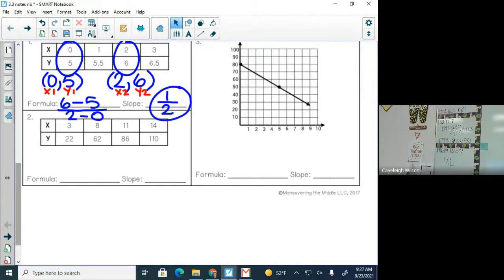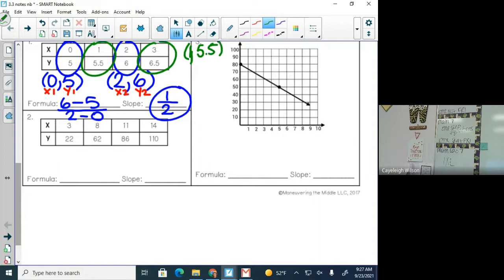All right, let's say that Brody 2 is looking at it. He's like, man, I want to choose this point and this point. Those are the ones he wants to choose. So he chose 1, 5.5, and 3, 6.5. Well, this is my x1, y1. This is my x2, y2. So he would have done y2 minus y1 over x2 minus x1. Well, what is 6.5 minus 5.5? 1. And what is 3 minus 1? 2. Hey, look, he got the same slope.